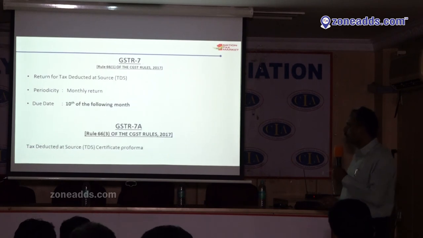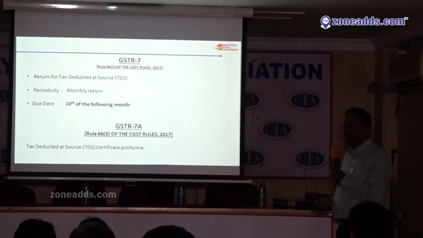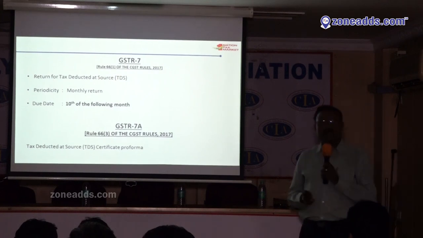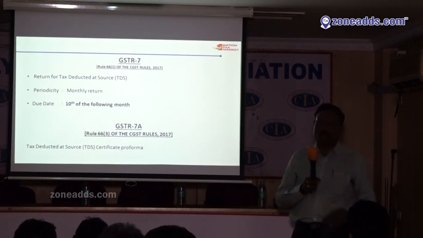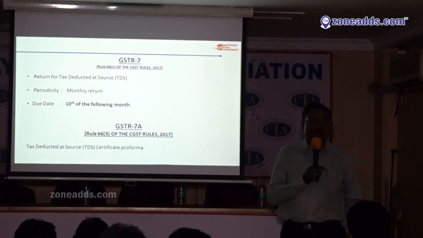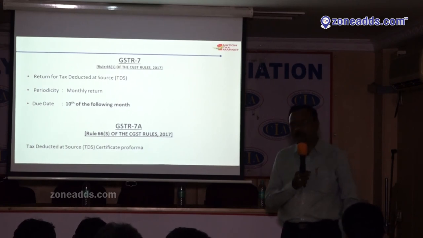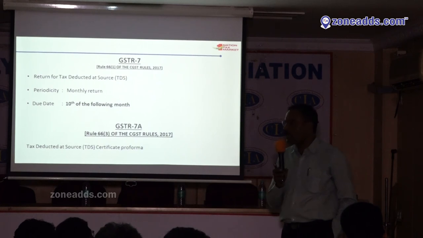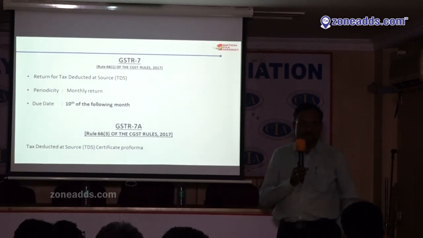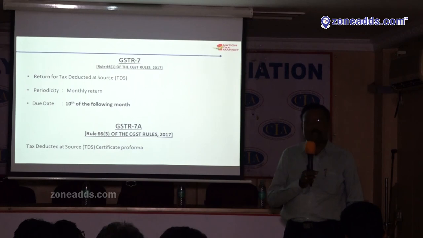For ISD purpose. So 7 and 7A. 7 is for the TDS and 7A is for the TDS certificate. TDS return is filed mostly by government departments. For example, ours is a government department. If I am purchasing, let us say, 10 lakhs worth of furniture for our department, when we pay the 10 lakhs to the supplier, we have to deduct 2% of the value under section 51.